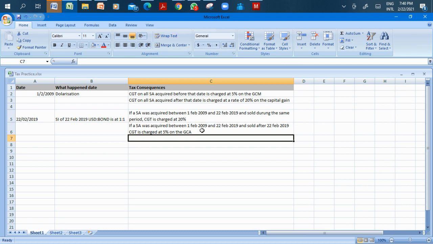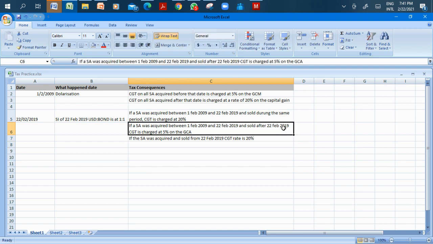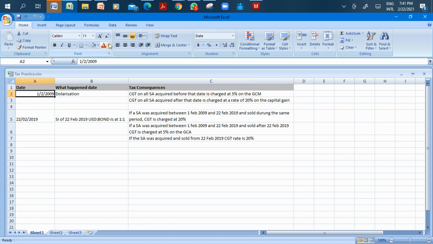Okay, what if the specified asset was acquired and sold from 22 Feb 2019? In this case, the CGT rate goes back to 20%. You know, this whole distortion is when students are getting vexed here. So we said, for this date, the special thing that happened on the 2nd of February 2009 was the dollarization.